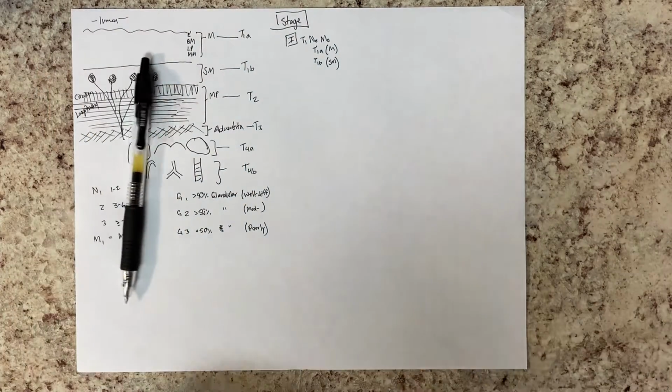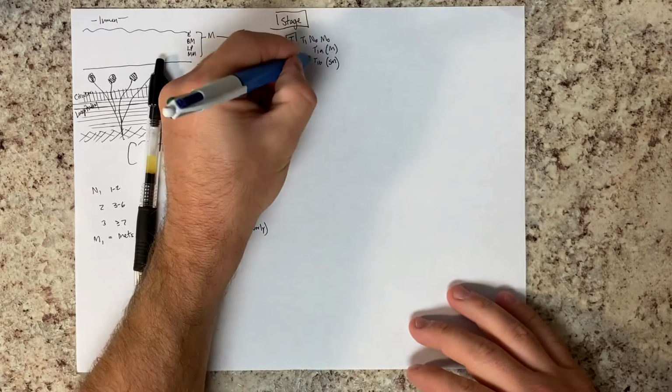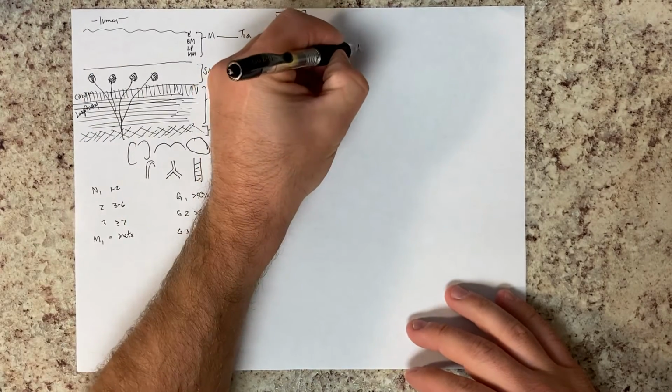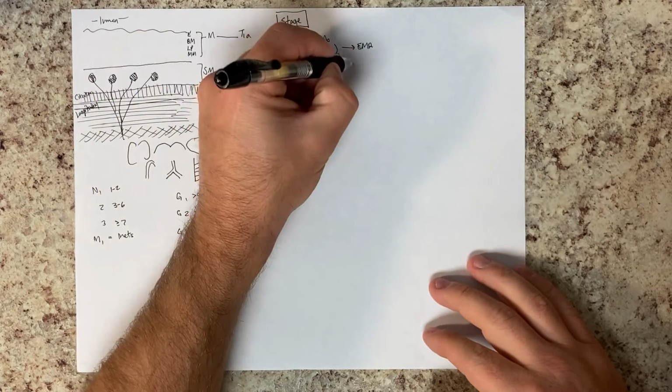This one, let me get a different pen. The T1B changes management, okay? So T1A, you can usually get away with EMR and other less invasive procedures. T1B, you need esophagectomy.